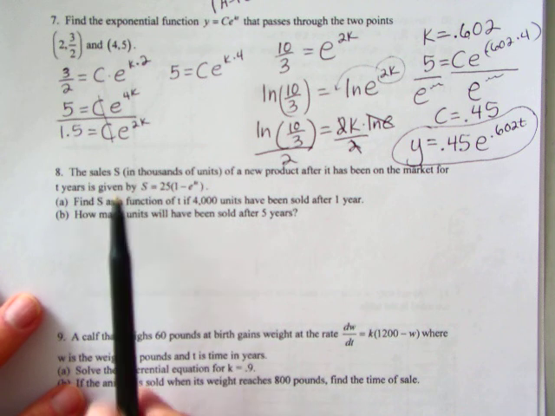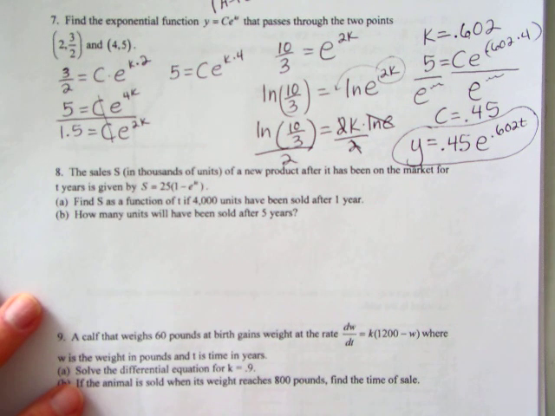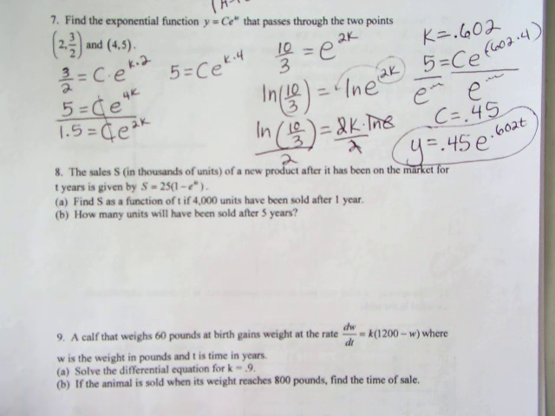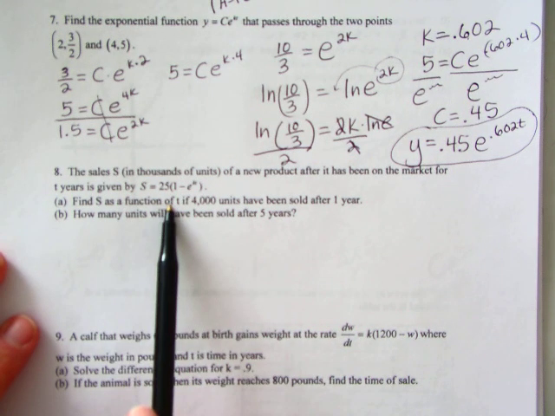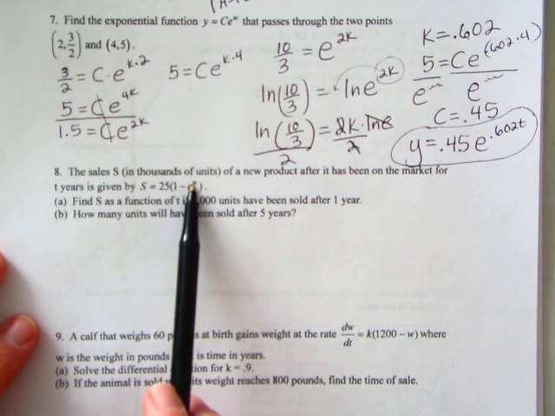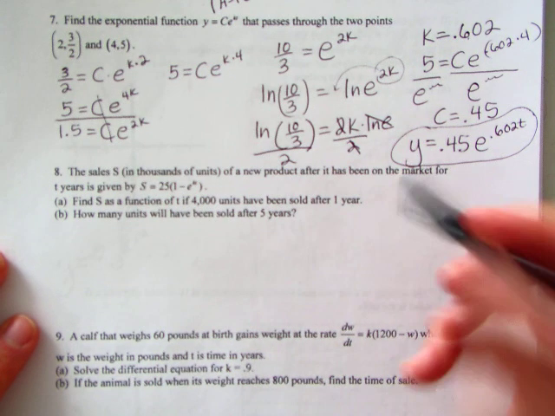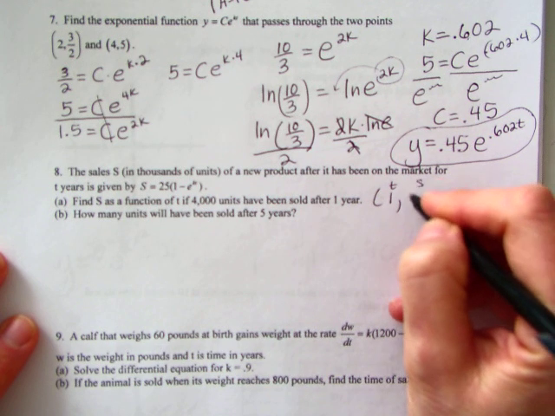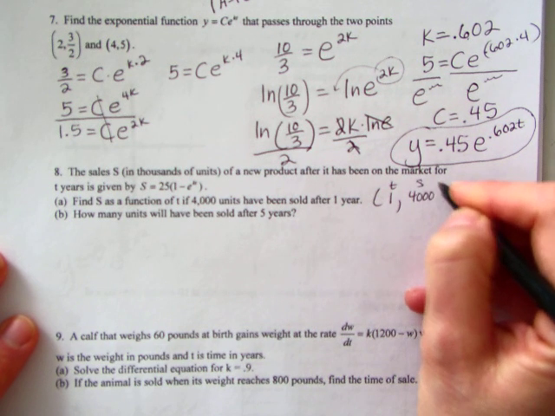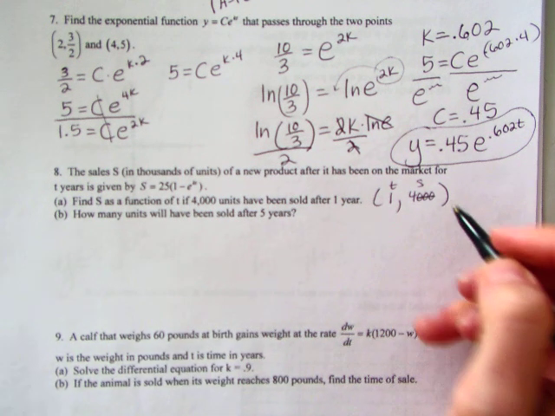Number 8, another exponential application. The sale S in thousands of units of a new product after it has been on the market for T years is given by this equation. Find S as a function of T, which it is already, again with an extra variable, if 4,000 units have been sold after 1 year. So T equals 1 and S equals 4,000. Right. But S is in thousands of units, so we really just want to call S 4.